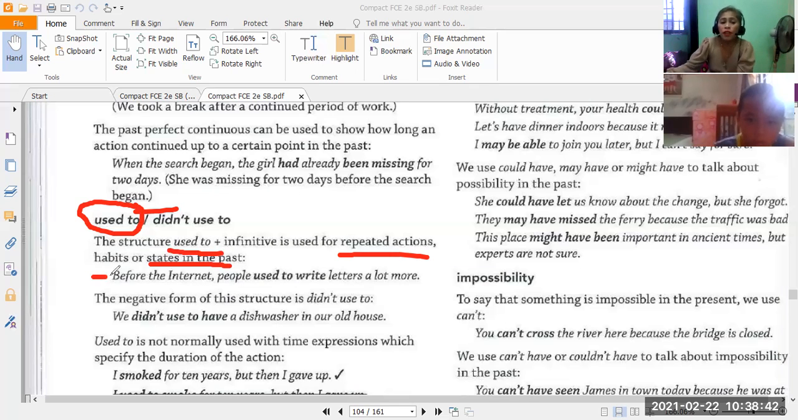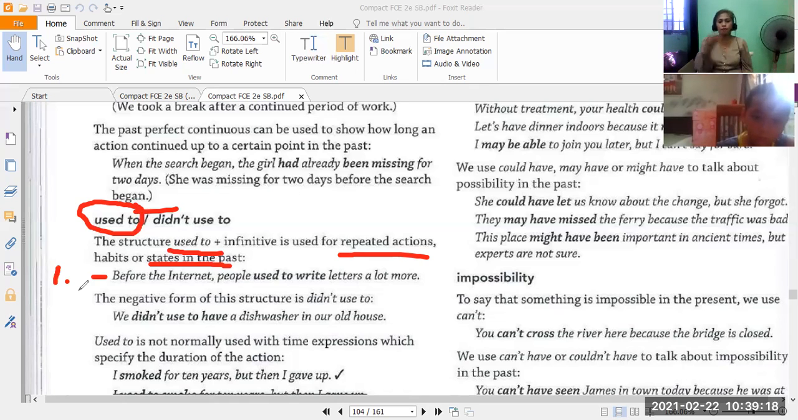So this example here, the number one example, the one I read: before the internet, people used to write letters a lot more. This example is a state in the past. Before, it's past. Yeah, that's true, because before we didn't have technology, we didn't have internet, so people had to write letters.